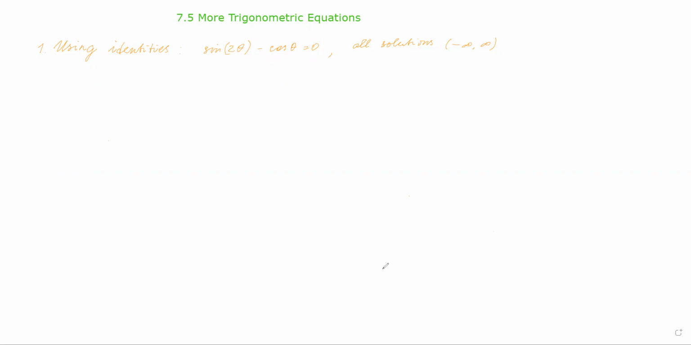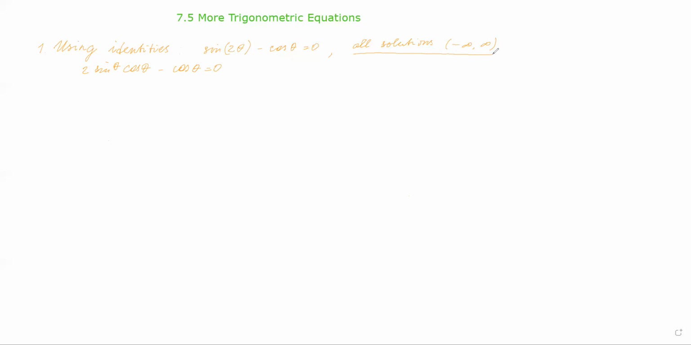So how to use identities? Well, we do know that sine of 2 theta equals 2 sine of theta times cosine of theta. And we copy the rest of the equation. Pay attention to where we are looking for a solution here. I'm asking you to find all solutions on the interval from negative infinity to positive infinity. Please pay attention, because sometimes it's going to be just from 0 to 2 pi, and sometimes it's going to be a different interval. Here we are looking for all the solutions.